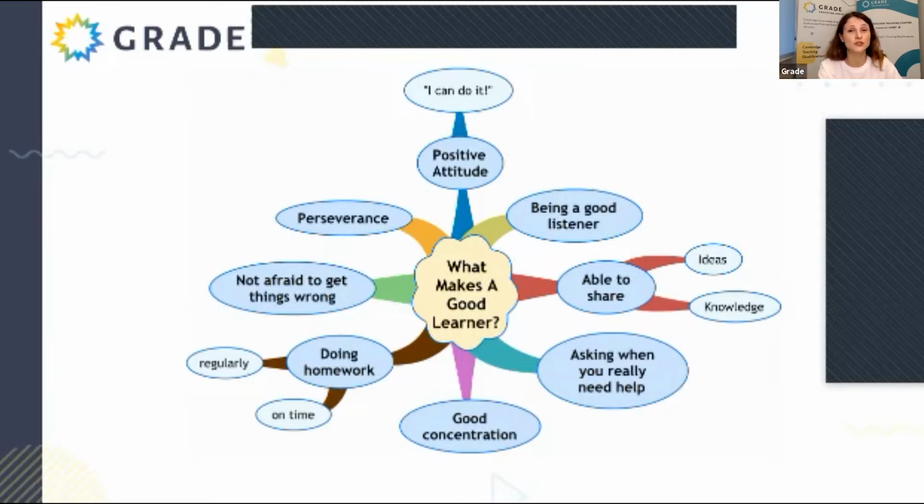Even when we teachers go and take a teaching qualification course like a CELTA or a DELTA, we need those characteristics in order to succeed and work together in a group. Yes, so they are asking when they need help. They have good concentration, or they try, and then they do their homework, perhaps, hopefully, but not always. That's a sign of a good learner. Not afraid to get things wrong, and they have perseverance.